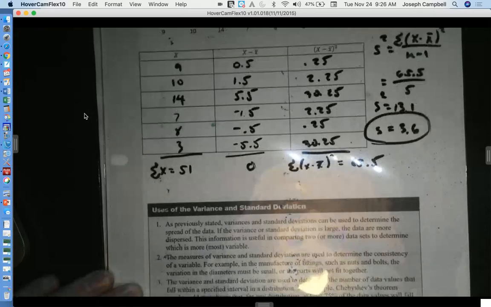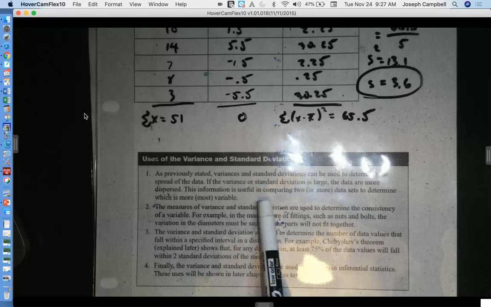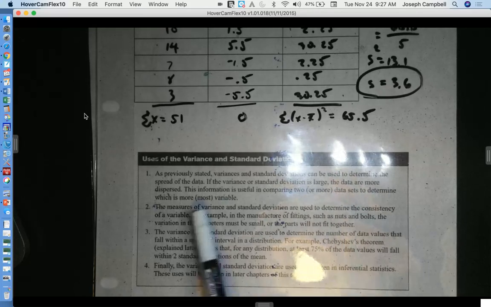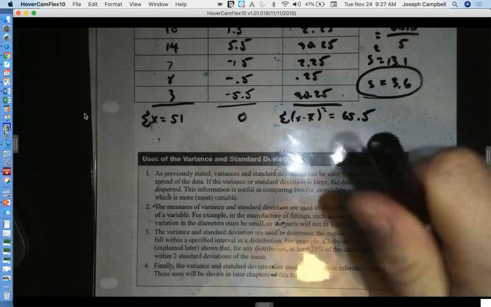Okay, so let's read through this together. As previously stated, variances and standard deviations can be used to determine the spread of the data. If the variance or standard deviation is large, the data are more dispersed. This information is useful in comparing two or more data sets to determine which is most variable, right? If you have a low standard deviation, that's high consistency. If you have a high standard deviation, well, that means that you have a lot of variability in your output. And so, depending on what you're looking for, that can tell you a lot.